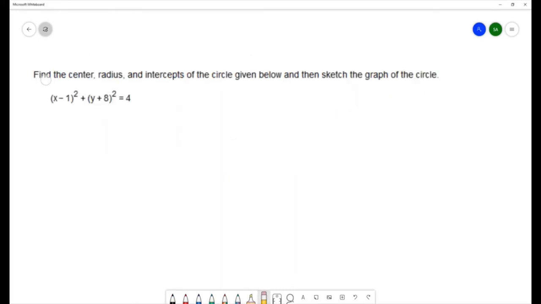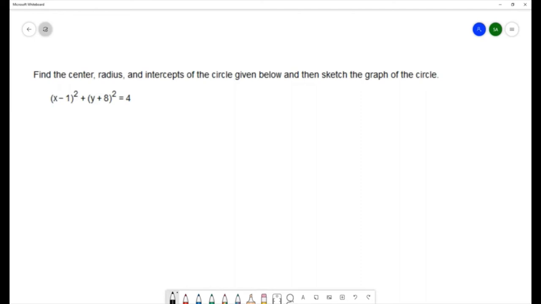For this question, we want to find the center, radius, and intercepts of the circle given below and sketch the graph of the circle. Our circle has the equation x minus 1 squared plus y plus 8 squared equals 4. We know this is the equation of a circle because it's in the proper form.